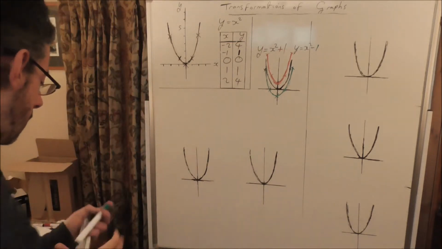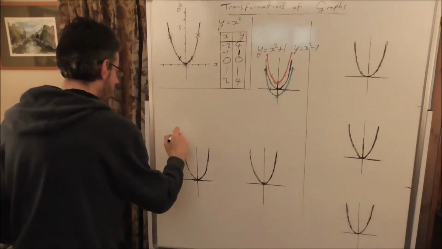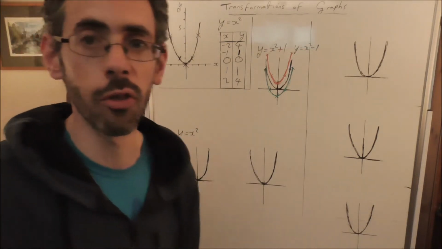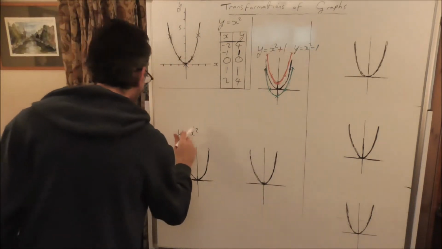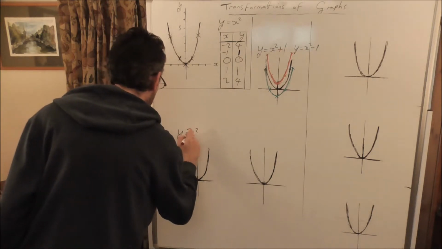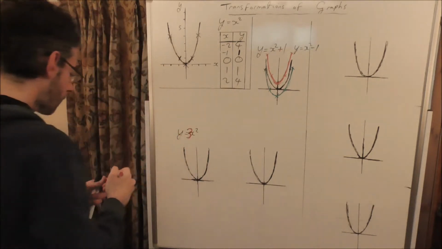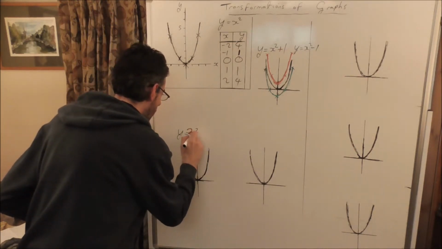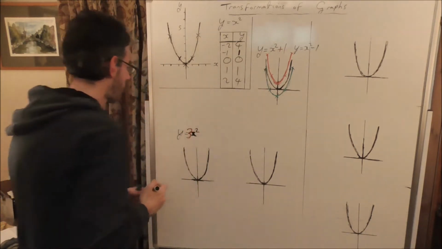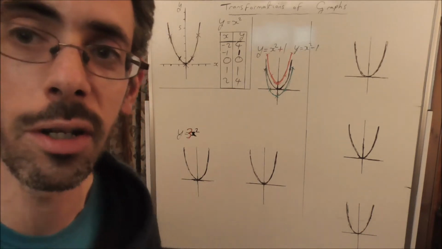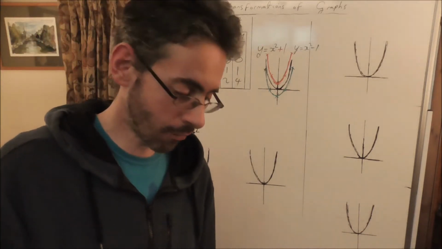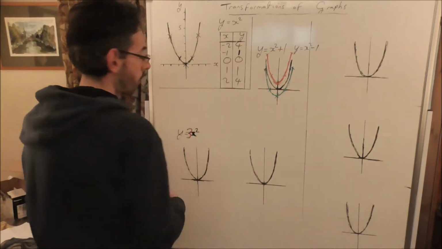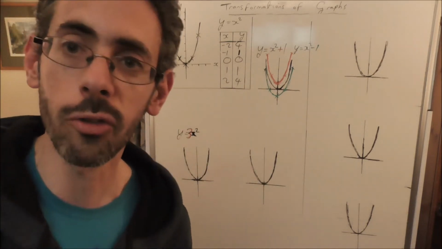Right, let's take the original equation, y equals x squared, and let's multiply the expression on the right hand side by 3. So let's do y equals 3x squared. Sorry, messed that up a bit. Y equals 3x squared, so multiplying the whole expression by 3. So what effect is that going to have on the graph? Well, again, I'm doing something to the whole expression. I'm multiplying the whole thing by 3, so it's going to be a vertical transformation.